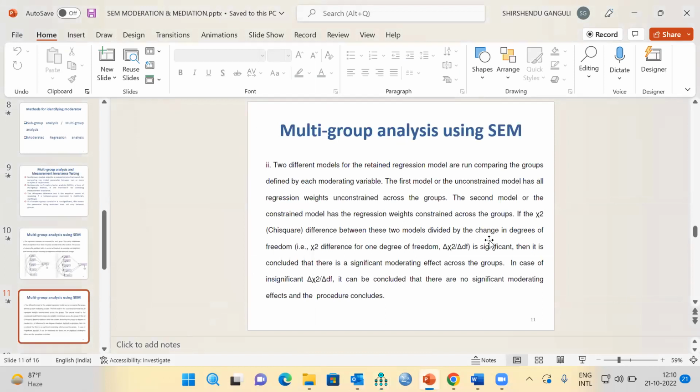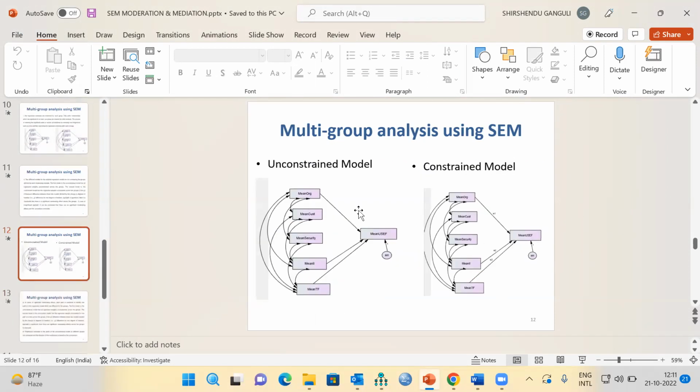So we need to run two models. One is this original model that we have run, the unconstrained model, and the second model is where we constrain the regression weights across the groups, and the chi-square difference versus the degrees of freedom has to be checked to see if it is significant. Then only we can say there is a moderation effect. So what are the two models that we are talking of? These are the two models. One, this original model that we have after removing the non-significant paths, and then we constrain them like this.